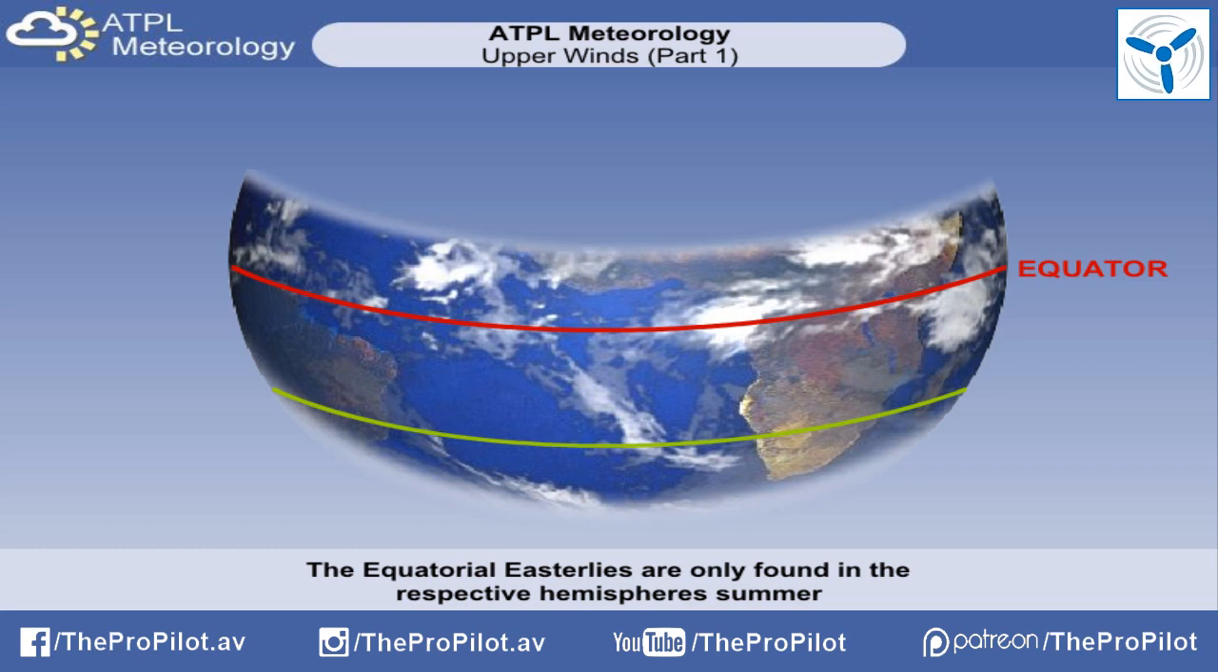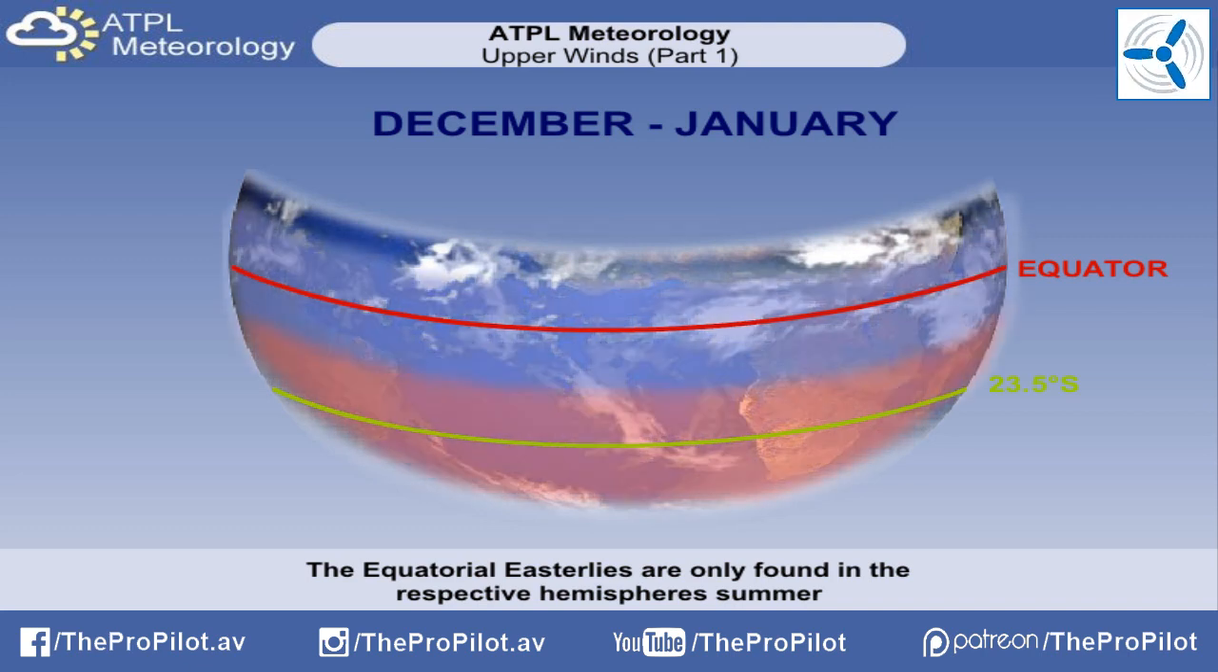Let's look at the same zone, but in the southern hemisphere. In December through January, the southern hemisphere summer, the area at approximately 23.5 degrees south is receiving greater amounts of solar radiation than the equator. This would mean that the equator at this time is relatively cooler than 23.5 degrees south. If the law in the southern hemisphere says that with your back to the upper wind the cold air must be to your right, then the upper wind must be easterly. Remember, though, that these easterlies would only be apparent in their respective hemispheres' summer.